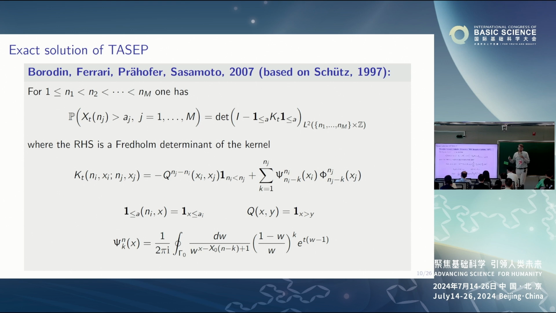That formula by Schütz is not suitable for asymptotic analysis because, of course, we want the number of particles to go to infinity, and then we need to do something with the determinant when the size of the determinant goes to infinity. Another useful discovery was due to Borodin, Ferrari, Prähofer, and Sasamoto in 2007. They rewrote Schütz's formula in the form of a Fredholm determinant.